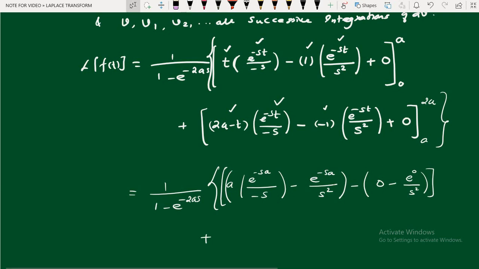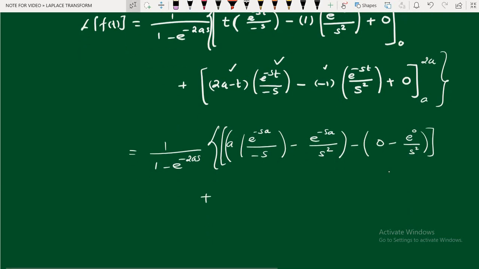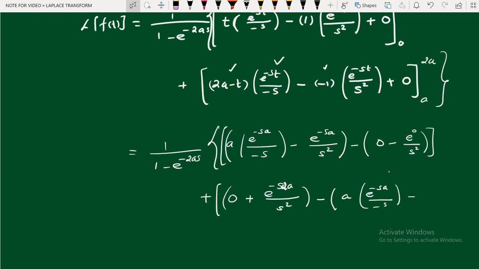So the first integral limits are over. Then the second integral limits you have to apply. Now apply 2a to the first function. So 2a minus t. Here t is 2a, so 2a minus 2a is 0. 0 and everything is 0 only. Then minus into minus plus e power minus s into 2a divided by s square. That's all. This is the first term. Then minus lower limit. Lower limit is a. If you substitute a there, 2a minus a is a. e power minus sa divided by minus s. Then minus plus e power minus sa divided by s square.